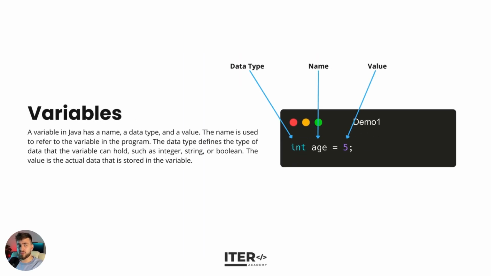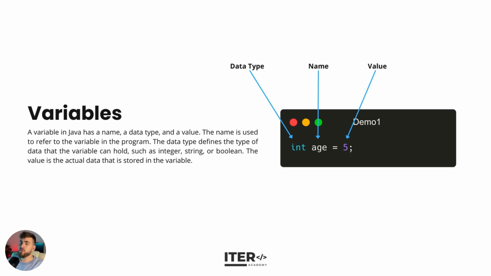Let's discuss variables in Java. In Java, a variable is a container that holds a value or reference to a value. It is used to store data that can be manipulated and used throughout the program. A variable in Java has a name, a data type, and a value. The name is used to refer to the variable in the program. The data type defines the type of data that the variable can hold, such as integer, string, or boolean. The value is the actual data that is stored in the variable.